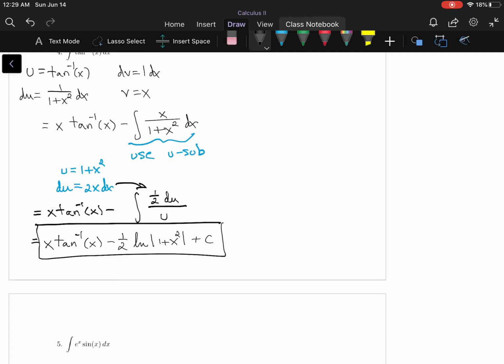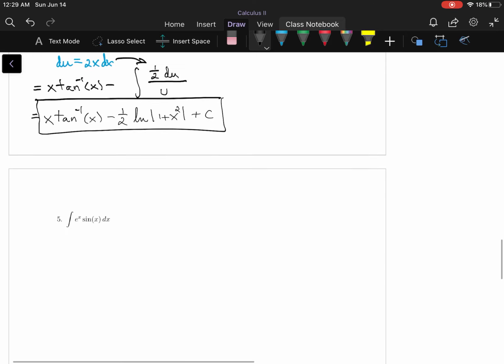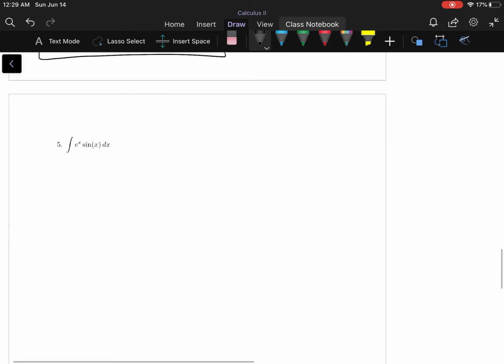And there's one more example problem left. And this is the integral of e to the x times sine of x dx. The trick I'm about to show you is applied whenever you have an exponential times a sine or a cosine function. And hopefully as we go through this, you'll see why it's useful in this type of scenario.